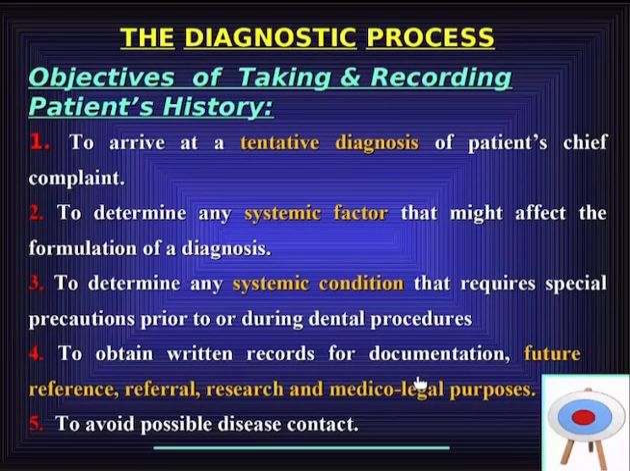And the last one, to avoid possible disease contact. How is it going to help you? History. The patient might tell you something, he has flu, influenza for example, or he has HIV, hepatitis, or AIDS, like that. Communicable diseases, right? When you use the history, you're going to take some more precautions when you're examining the patient. So these are the main objectives of taking and recording patient's history.